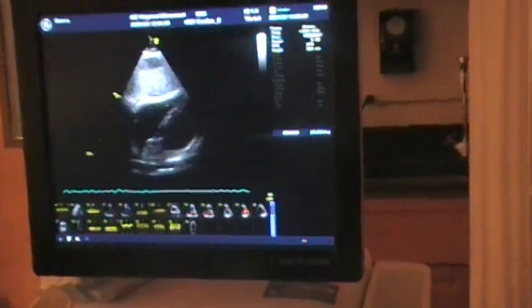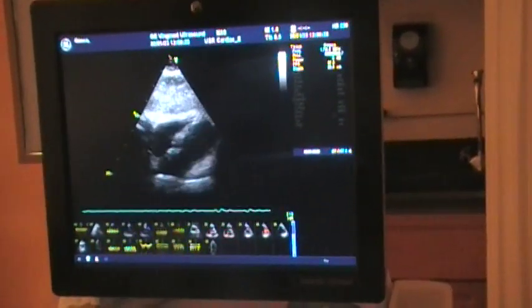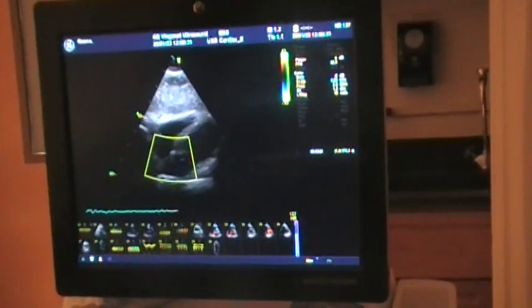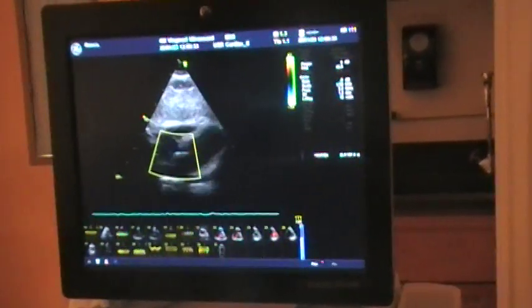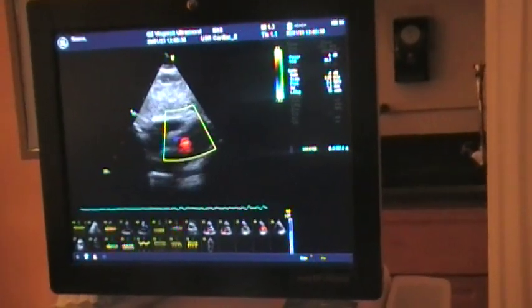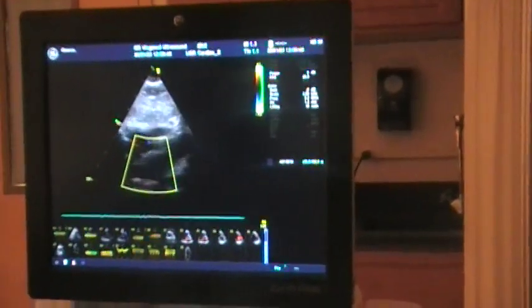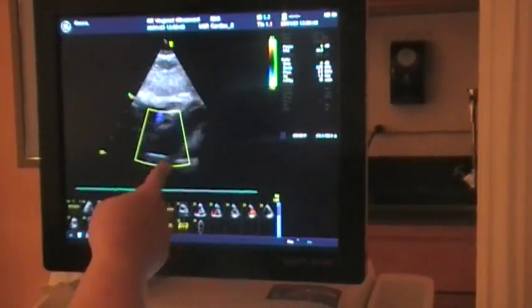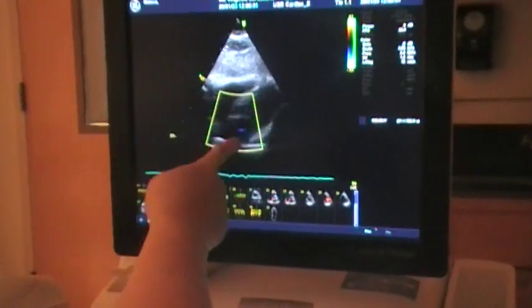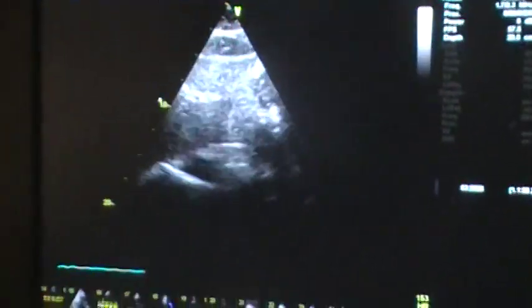Breath in and hold it. So this is intraatrial septum, interventricular septum. The main reason for this view is to put color on the septum and look for intraatrial septal defects, and then ventricular septal defects. Breathe. Okay. So another breath and hold it. On the intraatrial septum, if you see color on the septum, if it's red, that means it's a left to right defect. If it's blue, then it's a right to left. Breathe. Okay, so that's your subcostal 4-chamber.